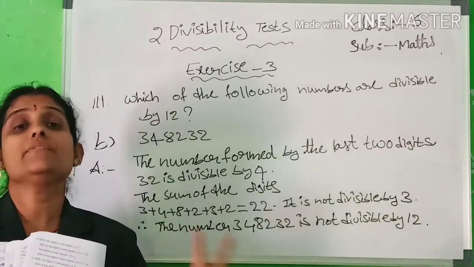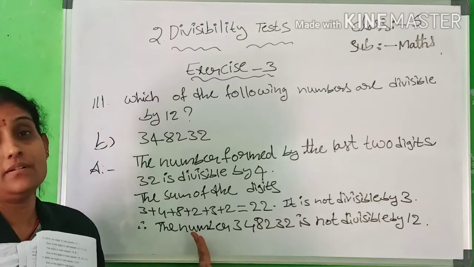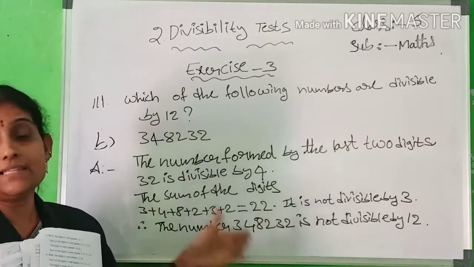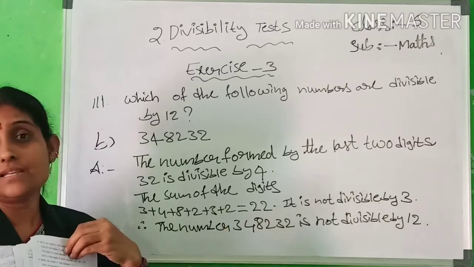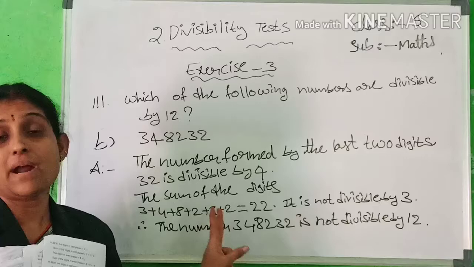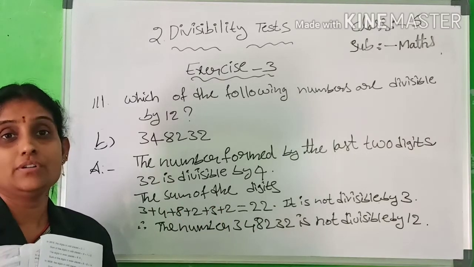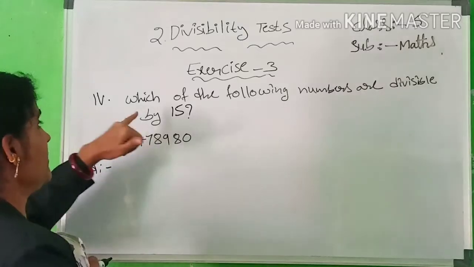Okay, children. 4 and 3: if both divide the number, then the total number is divisible by 12. But if it is divisible by 4 and not divisible by 3, then it is not divisible by 12. Keep this point in your mind. Okay, children. Write this one in your fair note.